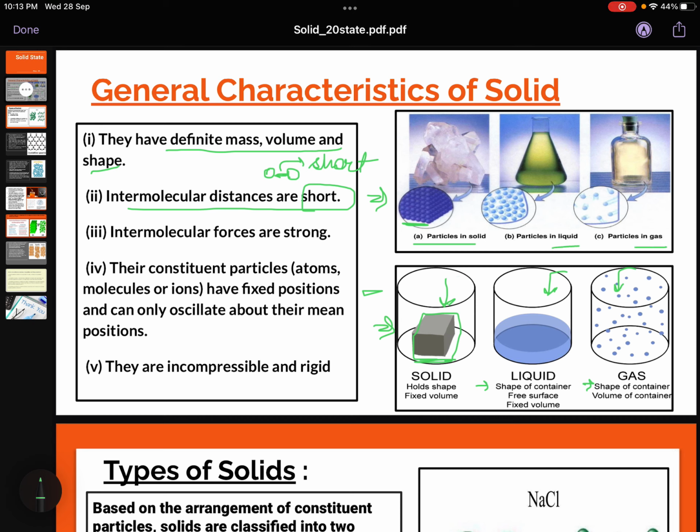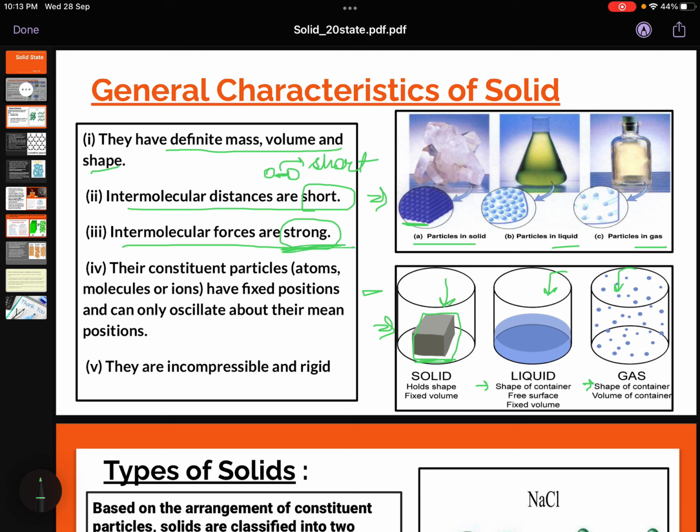And since the intermolecular distances are short in solids, the intermolecular forces are very strong in solids. That's why it is very difficult to break any solid. We require a lot of pressure to break a solid, okay? Because the intermolecular forces are very strong.